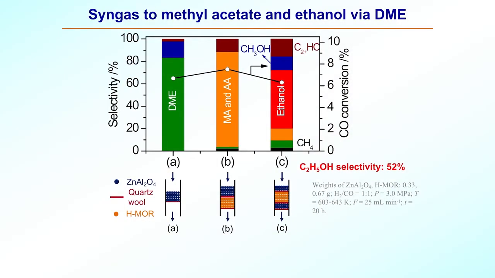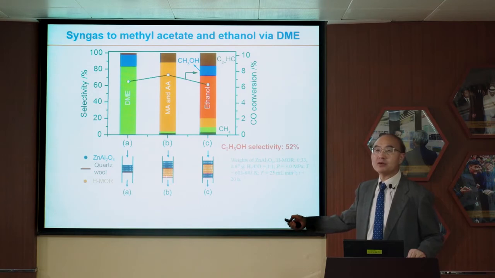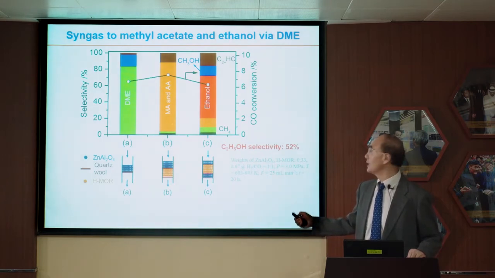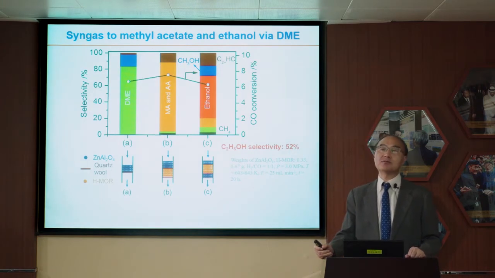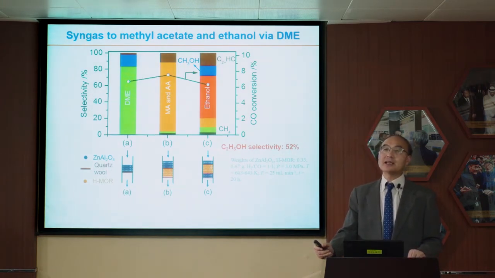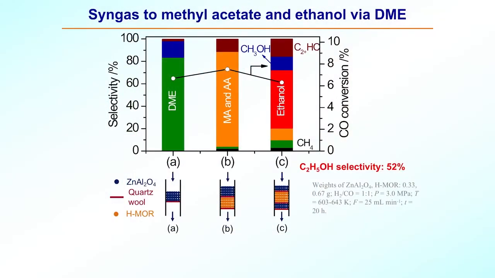As you can see, the single zinc aluminate provided DME as a major product in syngas conversion. We discovered that the combination of mordenite with zinc aluminate in two catalyst beds in one reactor offered methyl acetate and acetic acid as major products. The selectivity of methyl acetate and acetic acid was higher than 85%. By adding a third catalyst layer of zinc aluminate downstream of mordenite, we obtained ethanol as a major product with a selectivity of 52%.